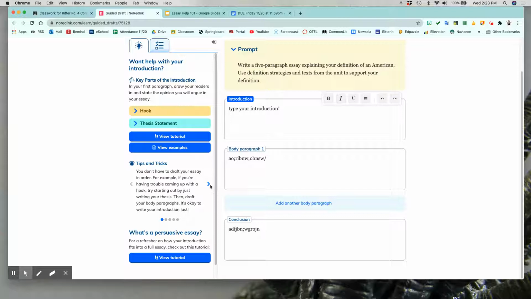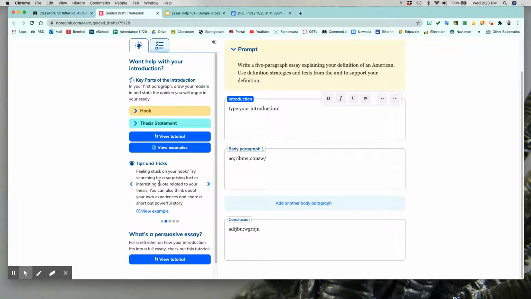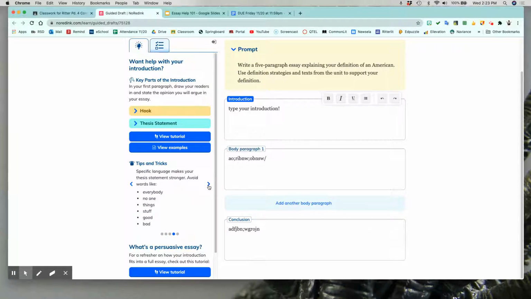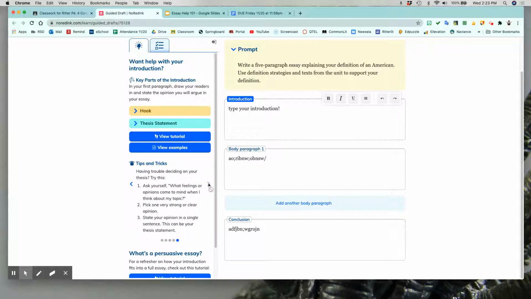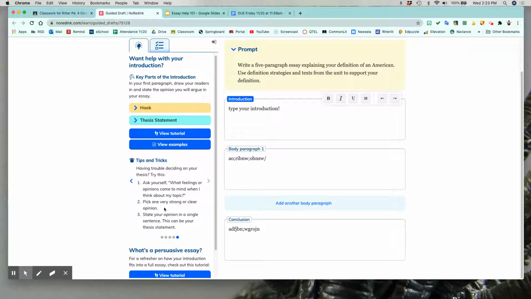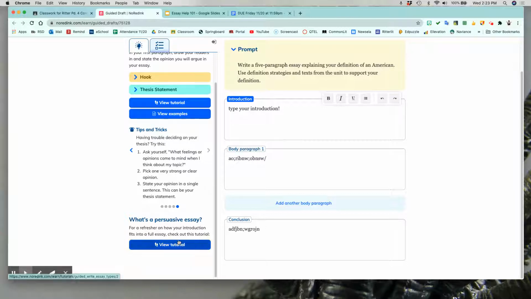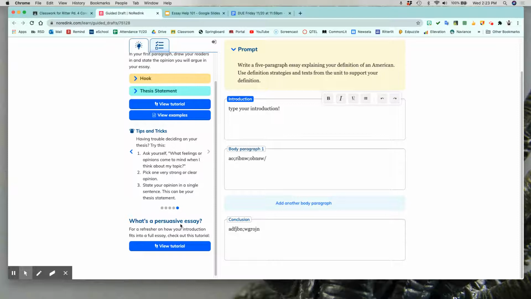They also have a list of little tips here. So like if you're stuck on a hook, what you might do. They have examples that you can look at. Some thoughts about words that are not specific, how you can make your word choice stronger, how to narrow down your thesis statement. And there's also a tutorial on an overview of the persuasive essay.